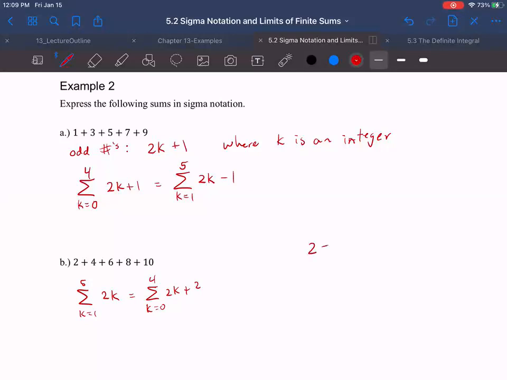What if you had 2 minus 4 plus 6 minus 8 plus 10? What one small change could I make here to get that one to work? Well, let's not put it. Let's just put C. So we can do this same sum, right? k equals 1 to 5 of 2k, but what change could I add on to there to make it alternate like that?